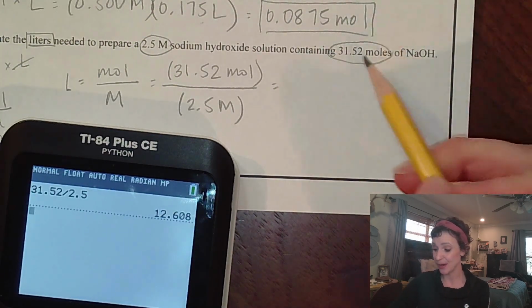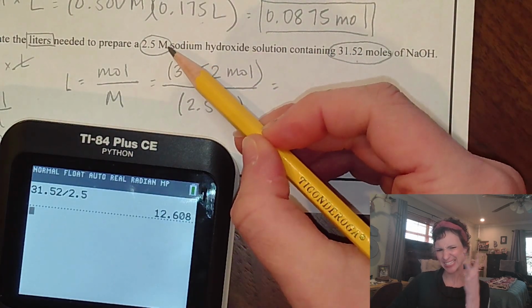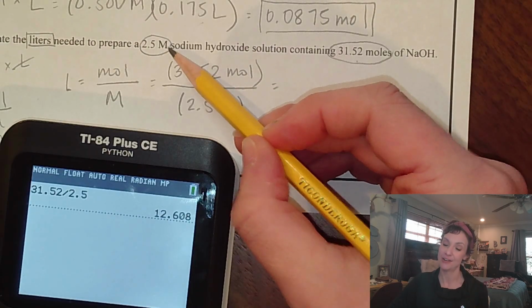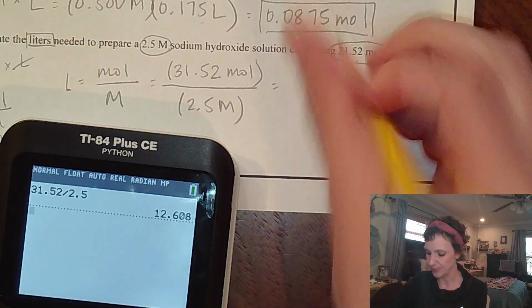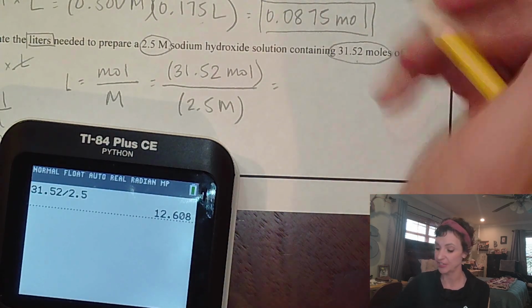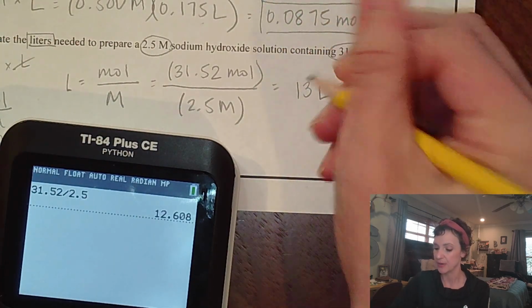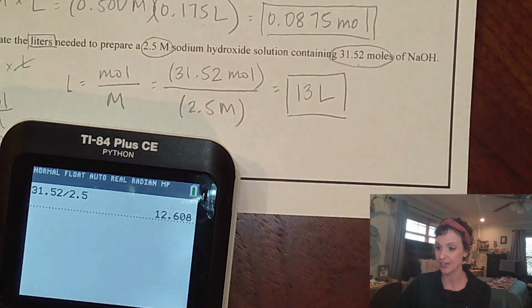Okay, so that's my answer. Looking at the numbers in the problem, this one right over here has 4 sig figs. Woo! But this one only has 2. So I need to round my final answer to only 2 sig figs, which means I want the 1 and I want that 2, but I have to round that 2 up to a 3 because of the 6 directly behind it. So my answer is 13 liters. Amazing. So that is molarity.